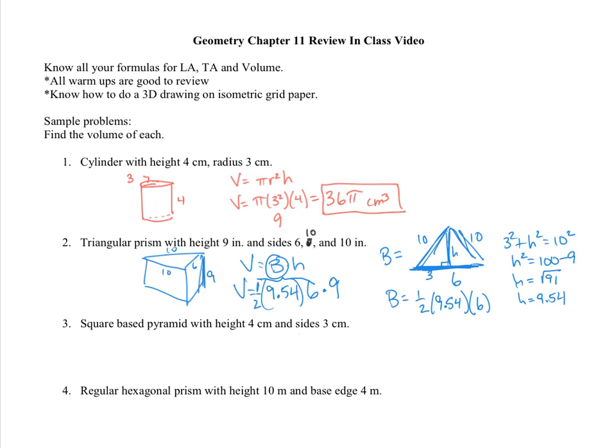9.54 times 1/2 times the 6 times the 9 gives us 257.56. So the volume is 257.56 cubic inches.